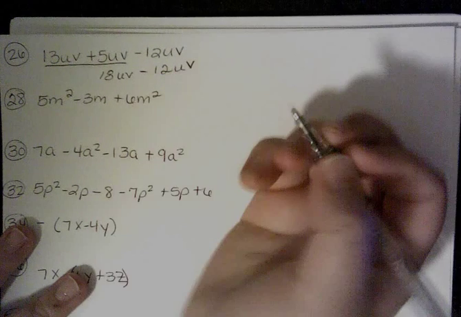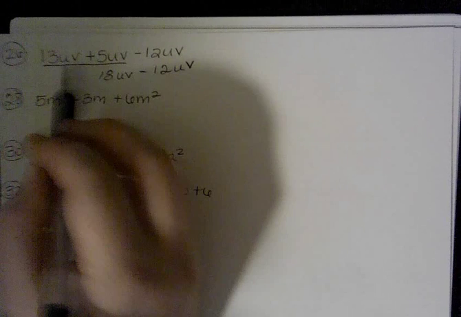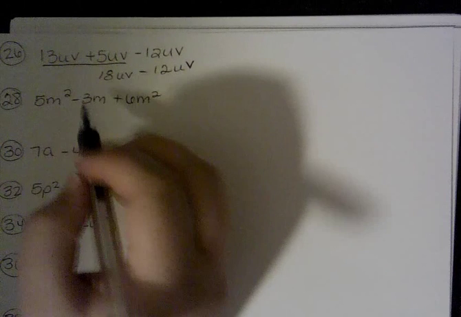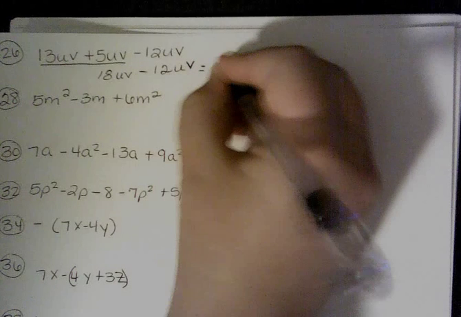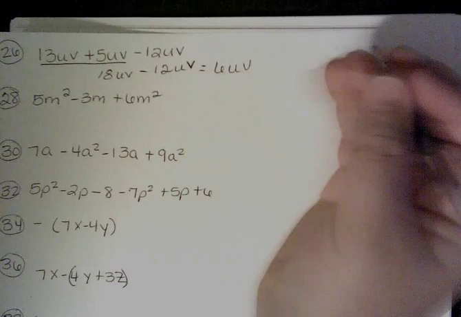Now we work this part. Remember, order of operations. Do addition and subtraction, left to right, whichever one comes first. So 18 minus 12 is 6. And your answer is still a like term, so it would be 6 UV.